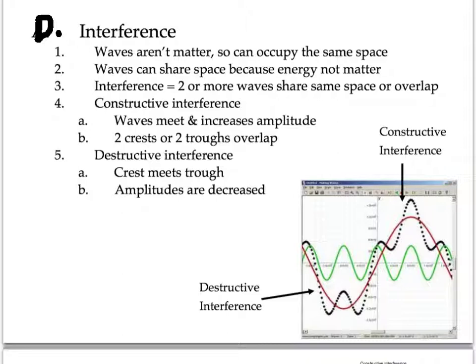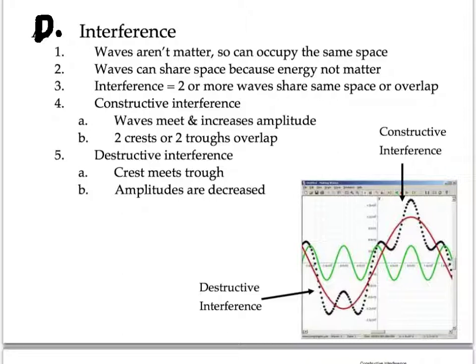Now let's take a look at the two types. The first is called constructive interference. This is when waves meet and it actually increases the amplitude. Remember, we studied amplitude early in the chapter and we know that that's the amount of energy. Okay, so therefore it's when two crests are going to actually overlap to produce a higher crest, or two troughs are going to overlap to produce a lower trough.